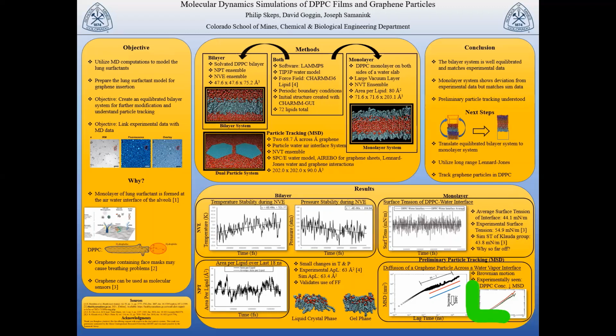As shown in the graph below by David Goggin, as DPPC concentration increases, the MSD and therefore diffusivity decreases. In the future, I hope to see this trend on a much smaller scale during my simulations.